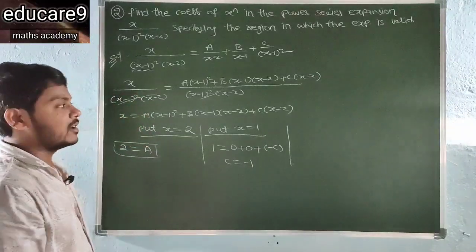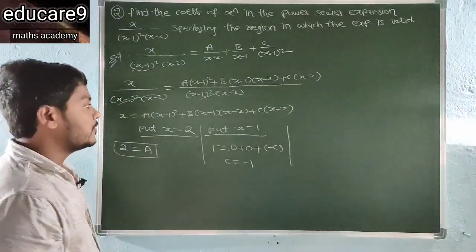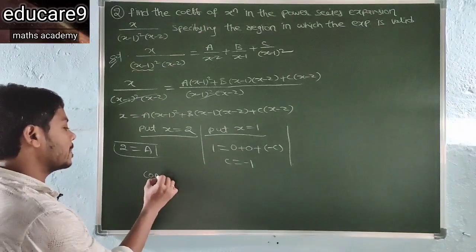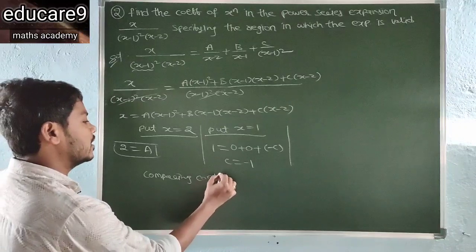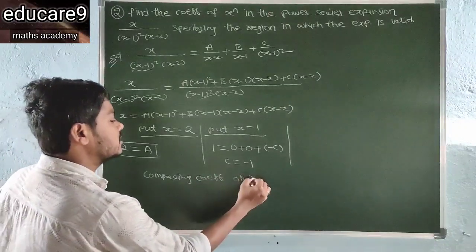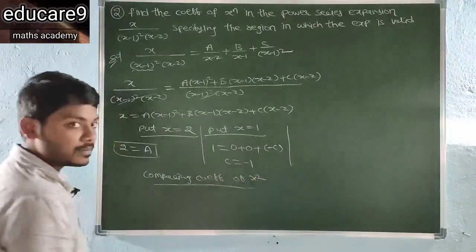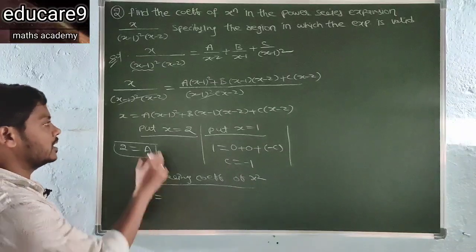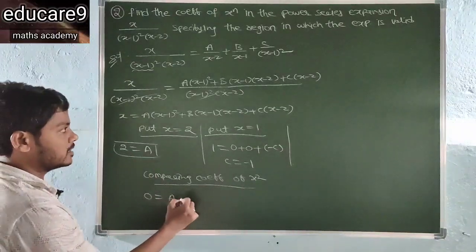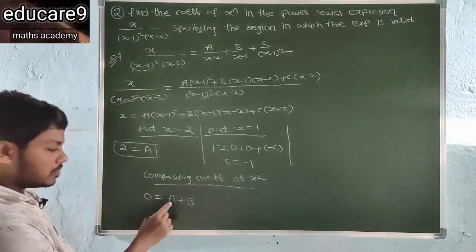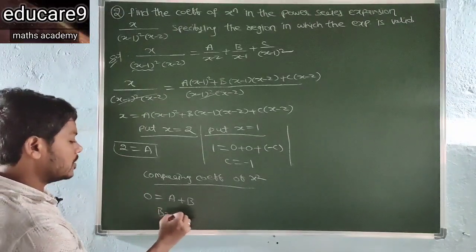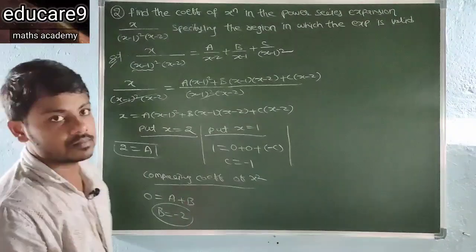Next you need to find the value of B. So for that comparing coefficient of x square on LHS 0, here A, next plus B. So clearly A value is 2. So B is equals to minus 2. Okay.